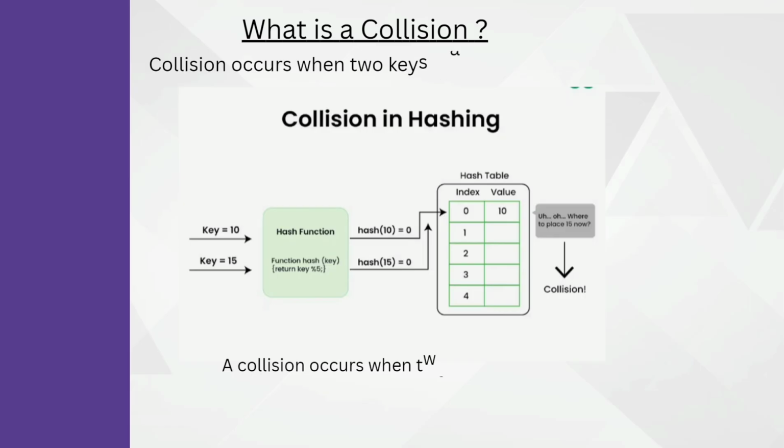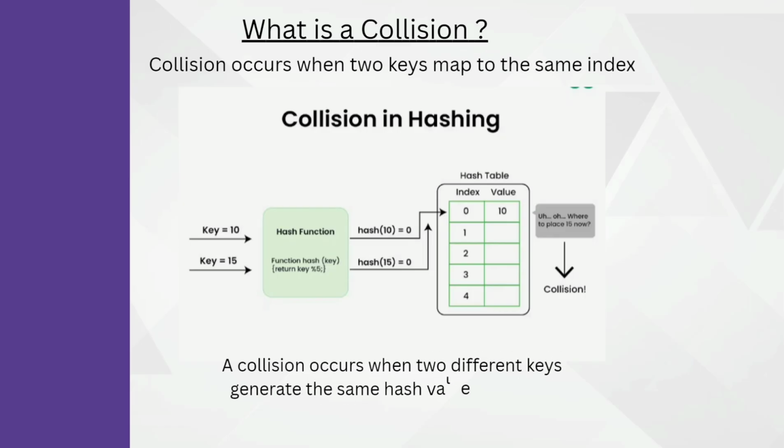What is a collision? Collision occurs when two keys map to the same index. A collision occurs when two different keys generate the same hash value and try to occupy the same index in the hash table.